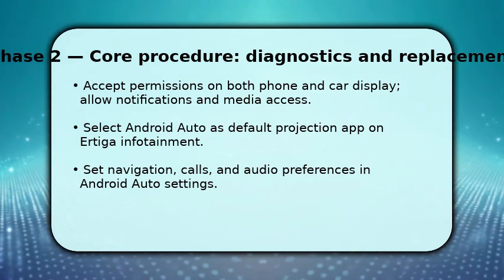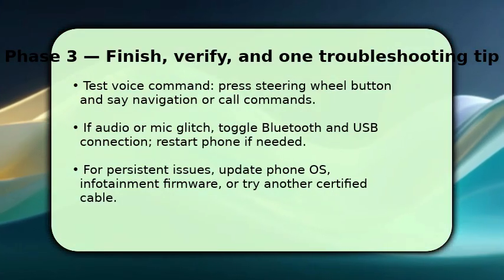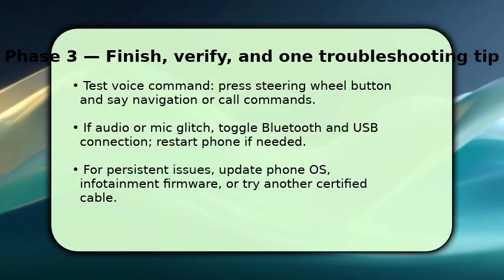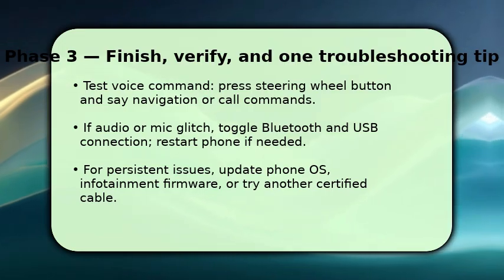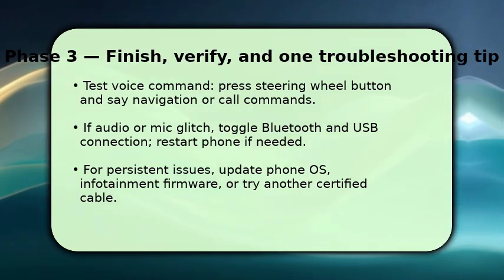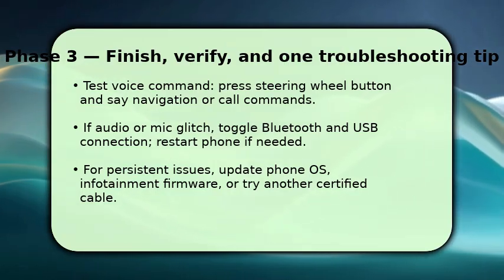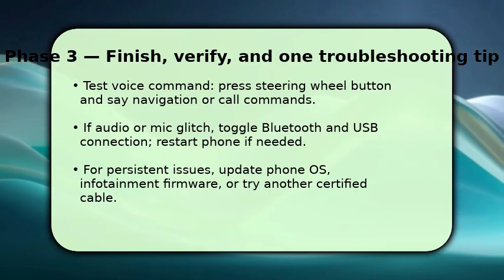Finish by testing core functions. Start navigation, play audio, and use voice commands via the steering wheel button so you confirm everything works. If something fails, unplug and replug the USB cable, then toggle Android Auto on the phone. Make sure Bluetooth is not conflicting. Turn Bluetooth off briefly if calls fail.